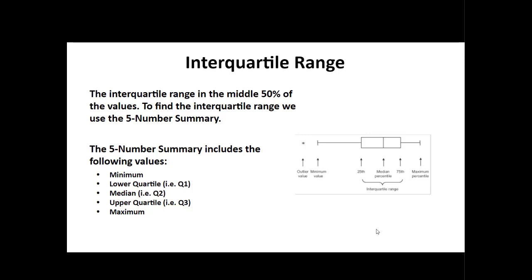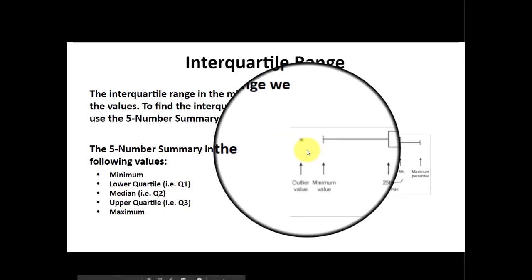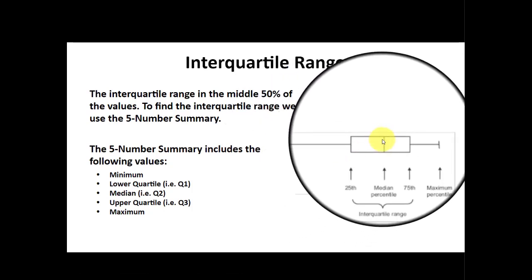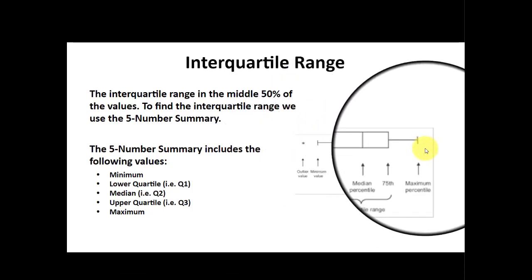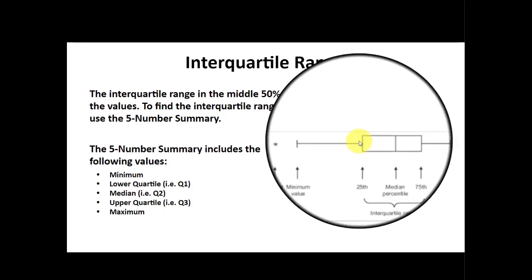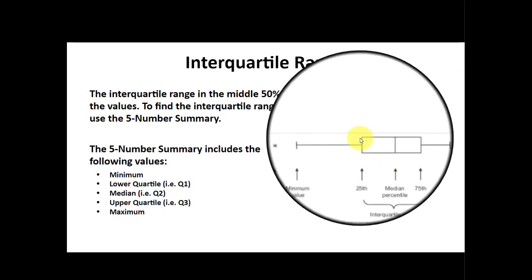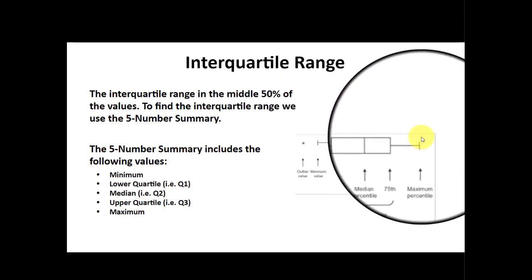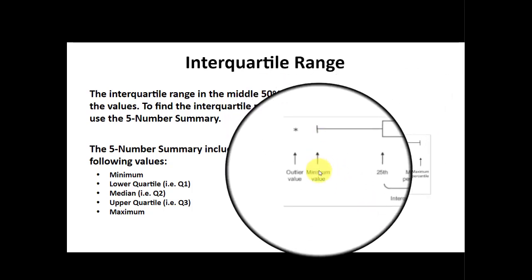There are times where there are values that are very, very different than the majority of the data. Those values are called outliers. And if we look at this particular diagram, you can see that the outlier is this little asterisk. Each one of these vertical lines describes one of each of the 5 numbers in the 5-number summary. The box represents the interquartile range, and the range is the difference between the maximum and minimum values.